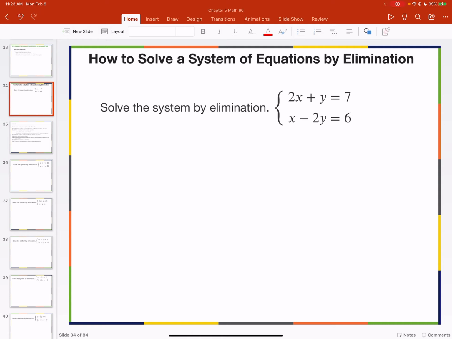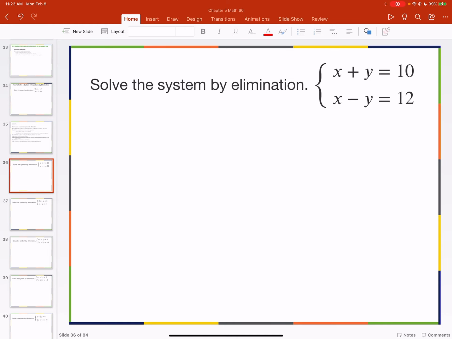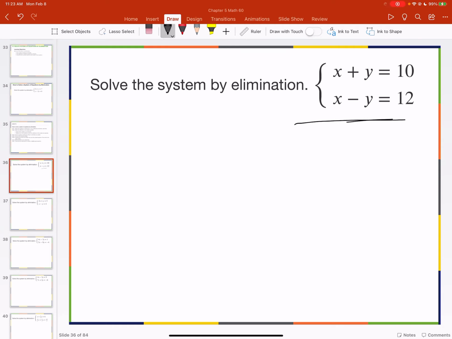So let's say here you have two equations, right? You have 2x plus y is equal to 7, x minus 2y is equal to 6. Actually, you know what? Let's do this one first here. So, sorry about that. First of all, you see these two equations here. And what if I was to add these two equations together? So let's say here, I'm going to write it over here. So x plus y is equal to 10, and then x minus y is equal to 12.